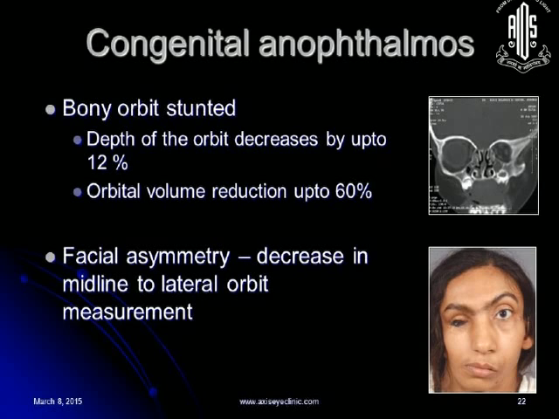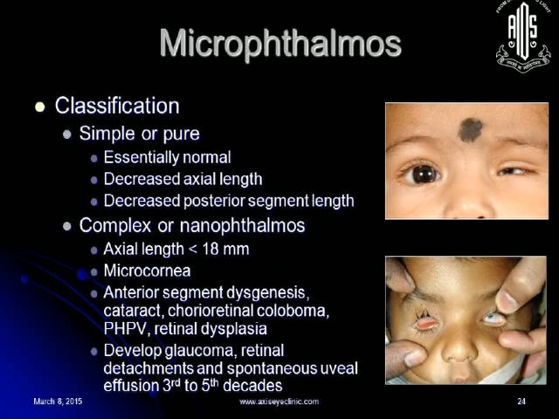Anophthalmos has already been discussed by Dr. Raj Anand. The problem is obviously of the bony orbit stunting, which you can see in the scan on the left side, and the facial asymmetry. In microphthalmos, again, we can have simple microphthalmos or complex microphthalmos. But what we would like to highlight is the orbital growth.